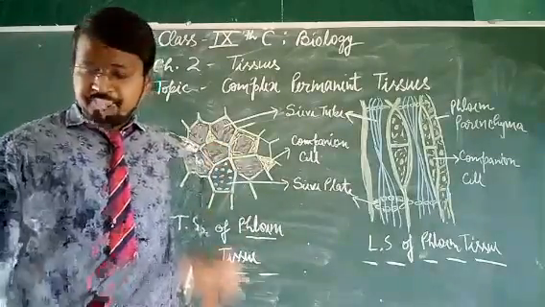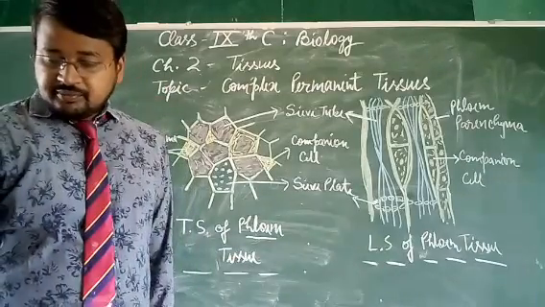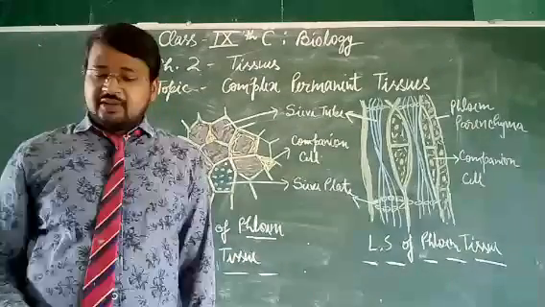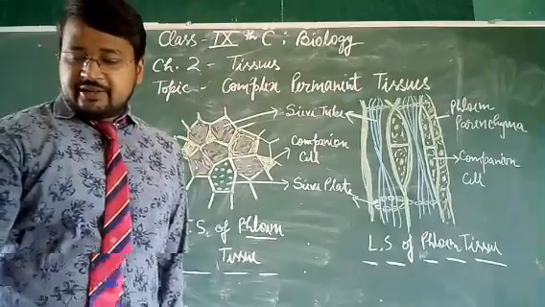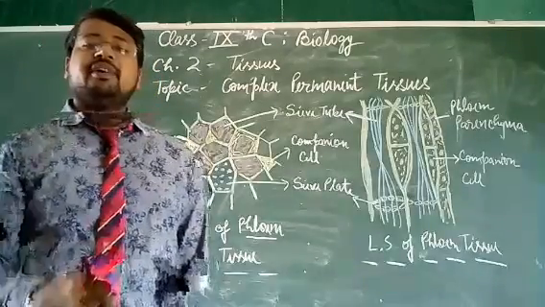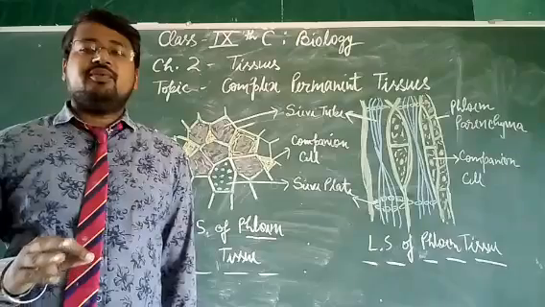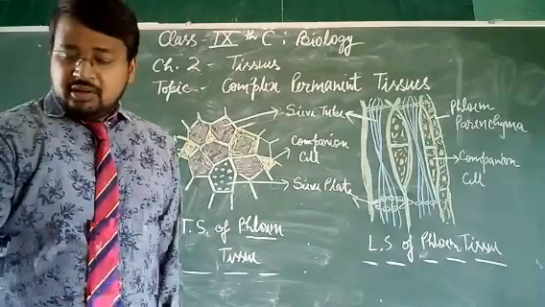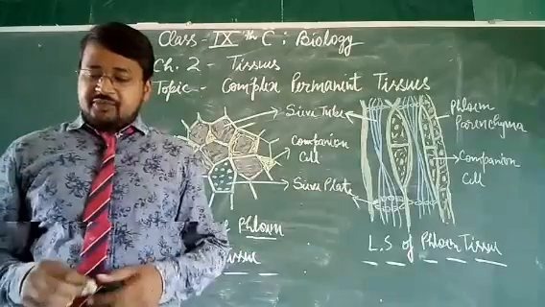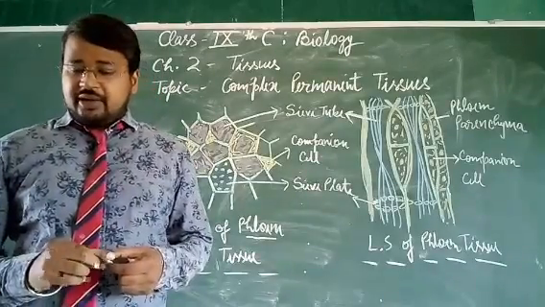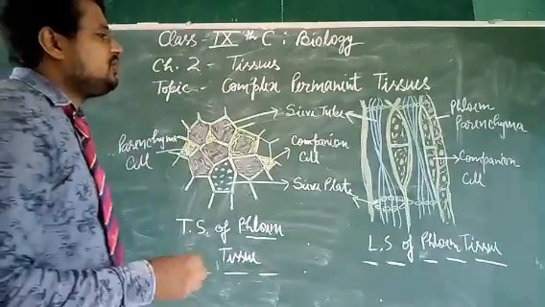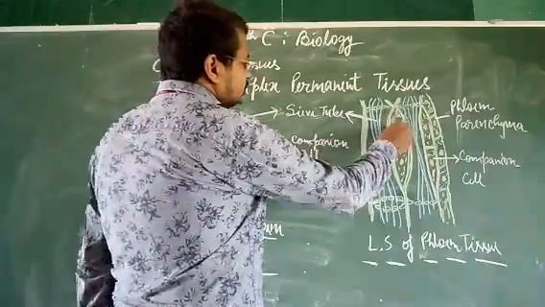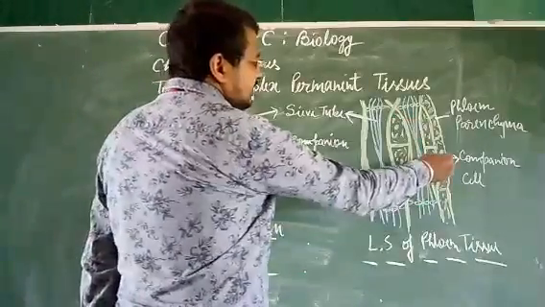Okay. The next feature: due to these sieve plates, the perforations, one cell is connected to another, and the dissolved food material passes from one cell to another. So connectivity is maintained. The food manufactured by the leaves is transported and stored. So storage of the food is also necessary. So you can witness these cells, the companion cells.